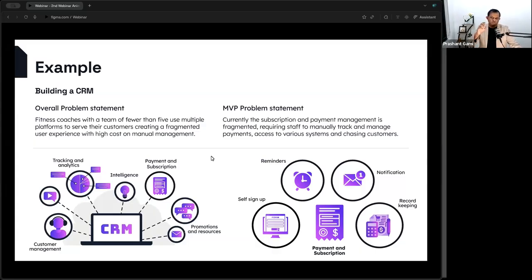But when you start talking to them, you identify the main problem they are currently facing. So the MVP problem statement derived from that overall product is: currently the subscription and the payment management is fragmented, requiring staff to manually track, manage payment, access various systems, and chase the customers to get the payment, store the payment method, charge them. There's too much going on, right?